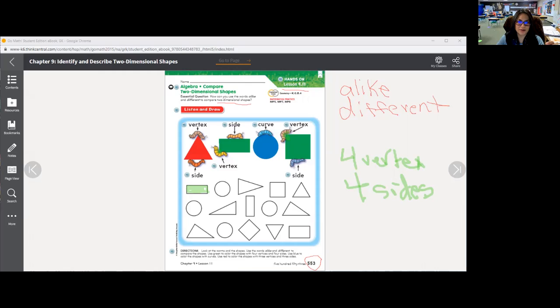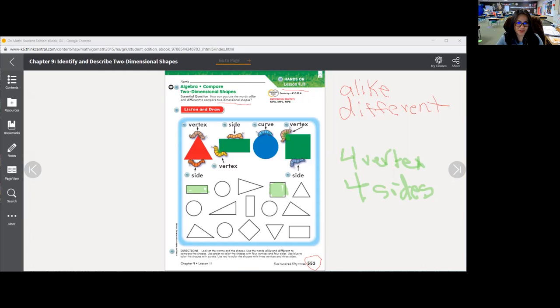Ayla, does this shape right here have 4 vertex and 4 sides? This one right here, yes or no? No. No, so we are not going to color it. Davis, does this shape have 4 vertex and 4 sides? Yes or no? Yes. Yes, so we are going to color it because it does have 4 sides and 4 vertex. Thank you, Davis. Gerardo, does this shape right here have 4 vertex and 4 sides? Yes or no? No. Nope, we're not going to color it.